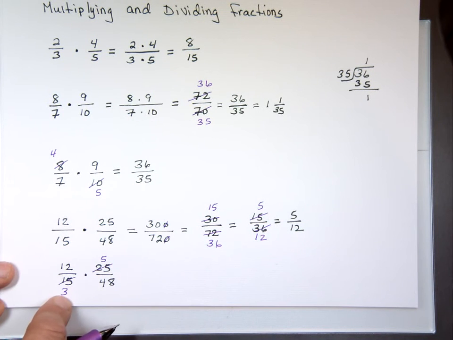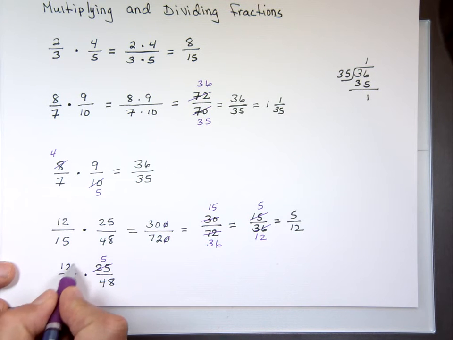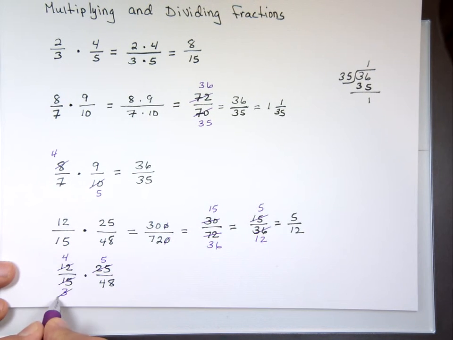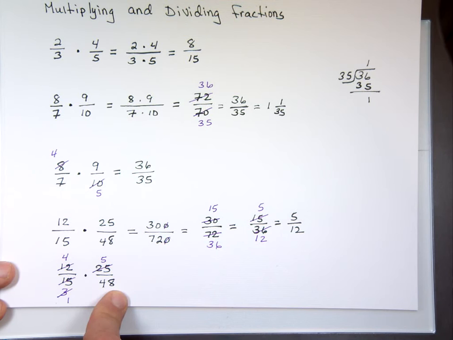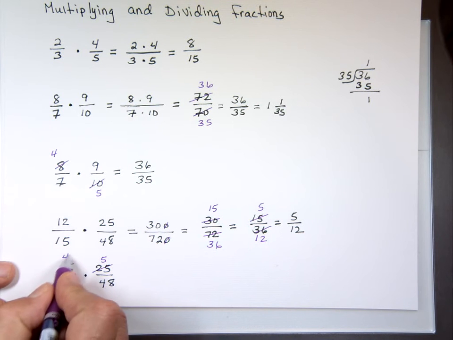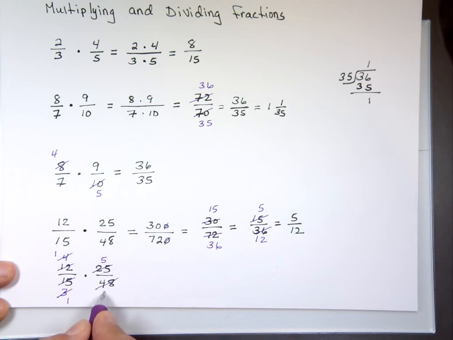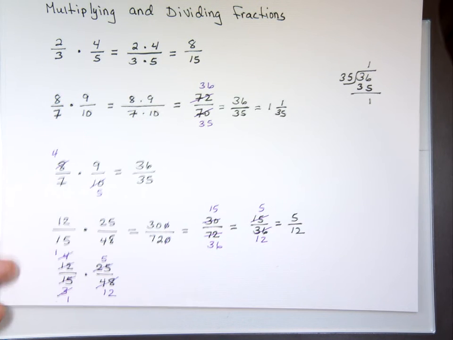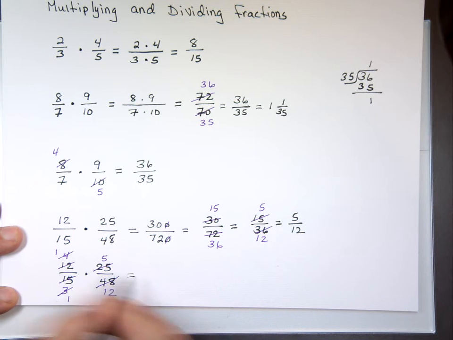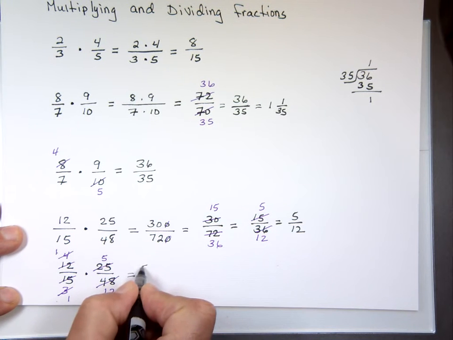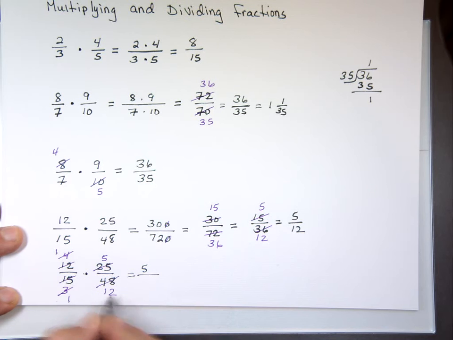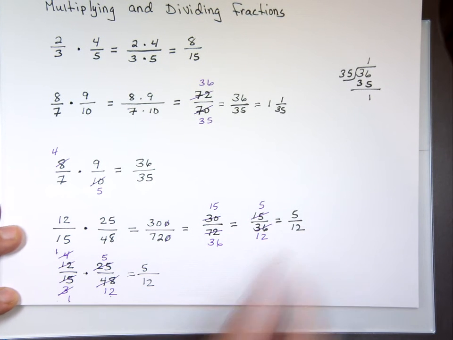12 and 3. Can you simplify 12 and 3? By 3, this is what? 4. By 3, this is what? 1. How about 4 and 48? I can divide them by 4. By 4, this is what? 1. By 4, this is 12. So what's the answer now? 1 times 5, which is 5. 1 times 12, which is what? 12. The same exact answer. So I am actually a fan of simplifying first, then multiplying. I find that that's easier.